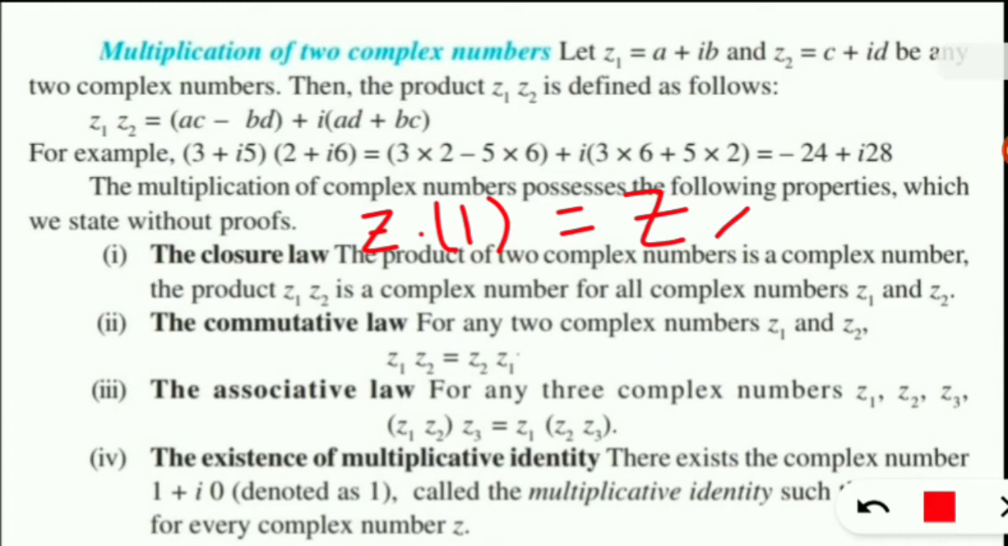For addition of two complex numbers, 0 is the additive identity, but here 1 is the multiplicative identity. Clear students? 0 is the additive identity, okay, and 1 is the multiplicative identity. Is it clear?